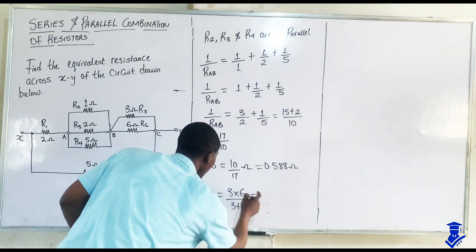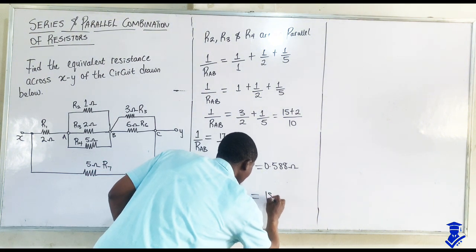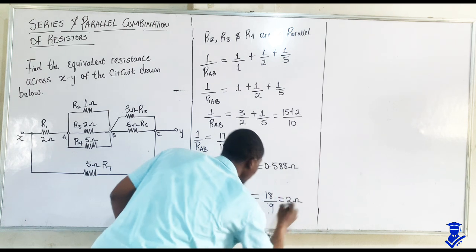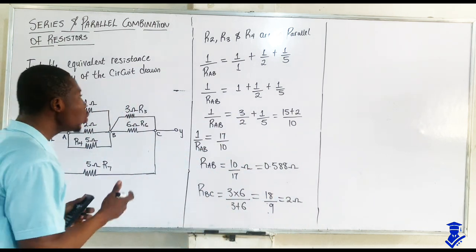All right. So 3 times 6 gives us what? 18, divided by 3 plus 6 gives us 9. That gives us what? 2 ohms. All right. That gives us 2 ohms.